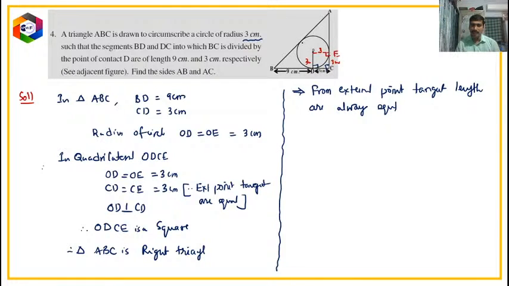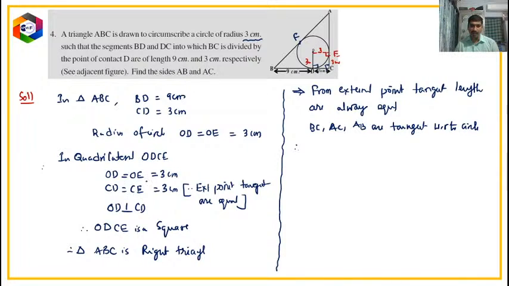And similarly, on this side also I am going to assume it as F. This is D, this is E, and this is F. And here the tangents will be BC, AC and AB with respect to the circle. Why? Because they are touching the circle at only one point. Now, external point tangent lengths will be equal.